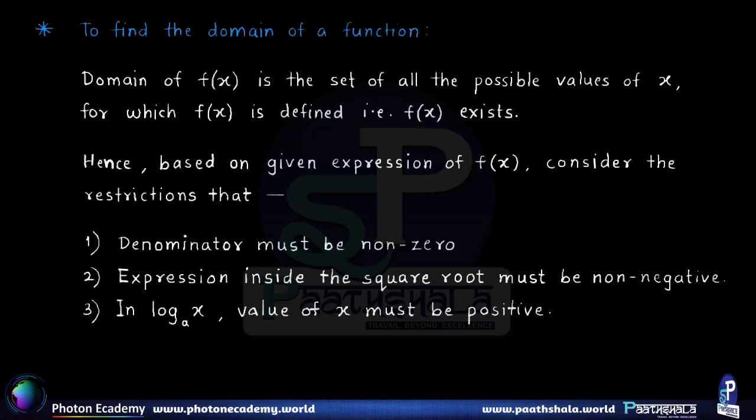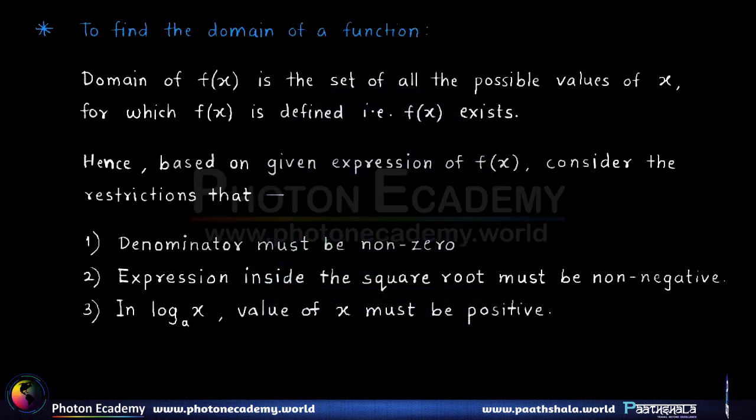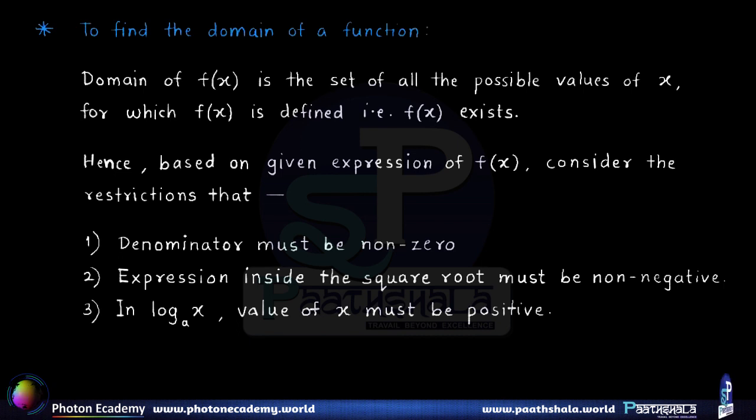Now let us see how to find the domain of a given function. The domain of f of x is the set of all the possible values of x for which f of x is defined, that is, f of x exists. So that is the meaning of domain, that is, we have to find what are all allowed values of x. Now based on the given expression of the function, we have to consider some of the restrictions that will help us to find the domain.